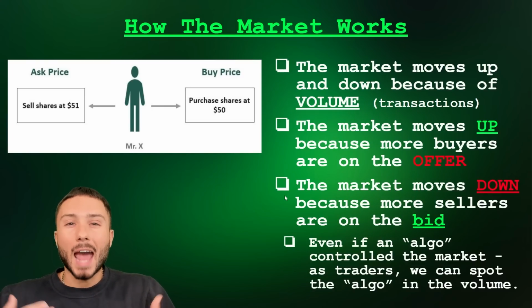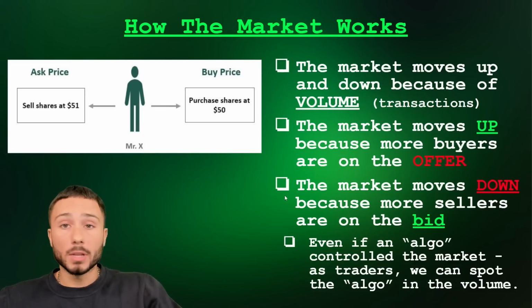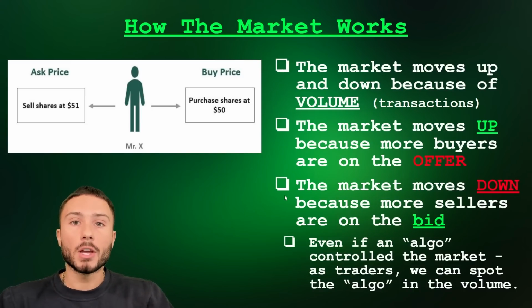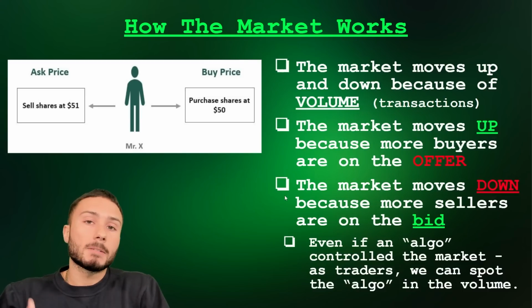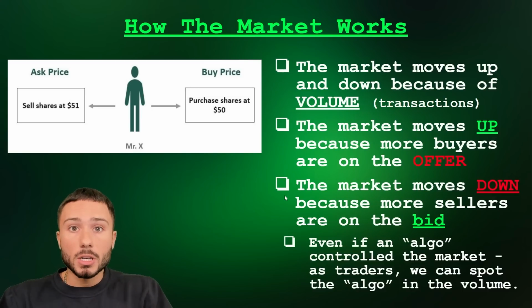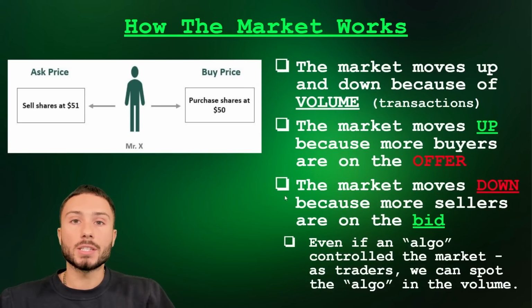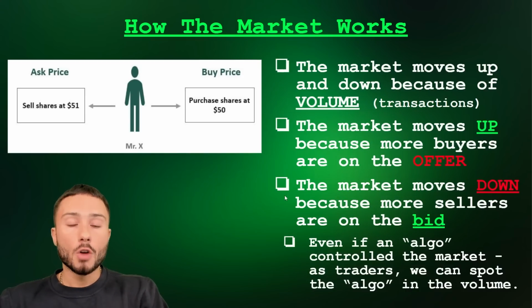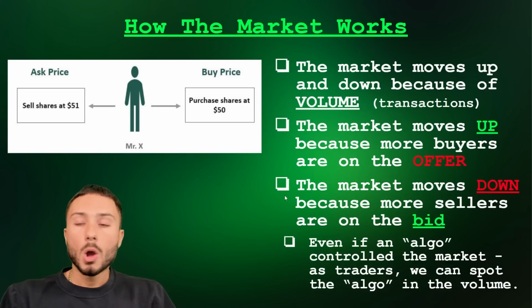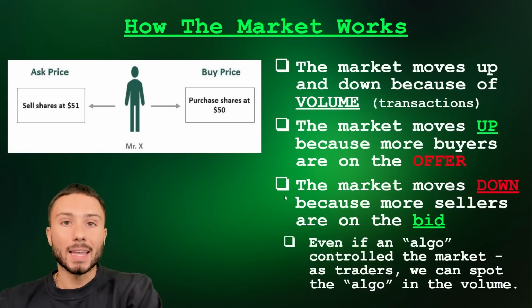Because if there was an actual algo in the market, whether you believe that or not, I do believe there are many algos in the market controlling prices. However, we can spot these algos transacting, and we can spot when they are buying or when they are selling through the order flow or through the volume, because the transactions essentially are the footprints, regardless of an individual or regardless of an algo transacting in the market.